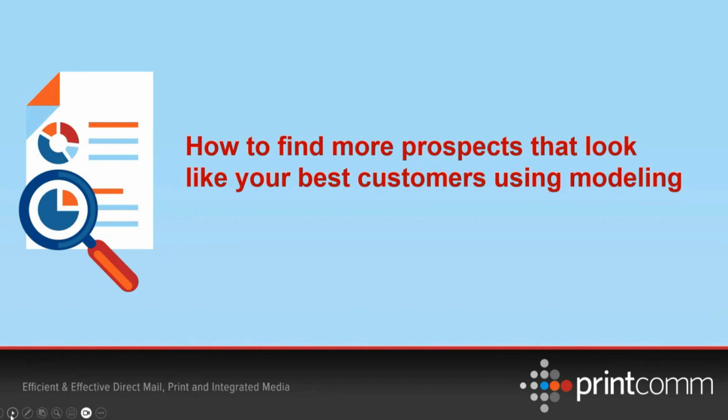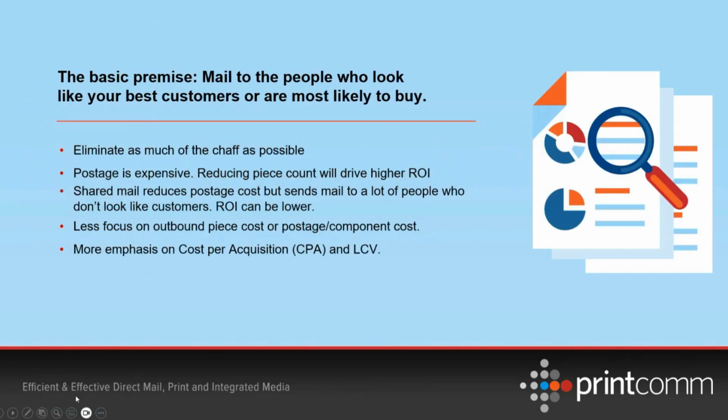Okay, so let's start out by talking about how you can find more prospects that look like your best customers. In direct marketing, really what you want to do is identify your best customers, and then find more people that look like them. An alternative to that is the people that are most likely to buy. A little bit of difference there.